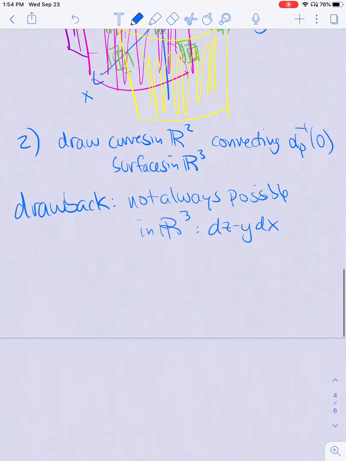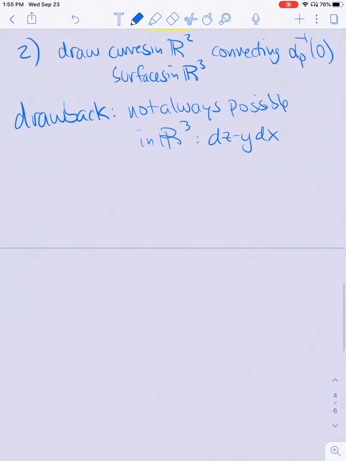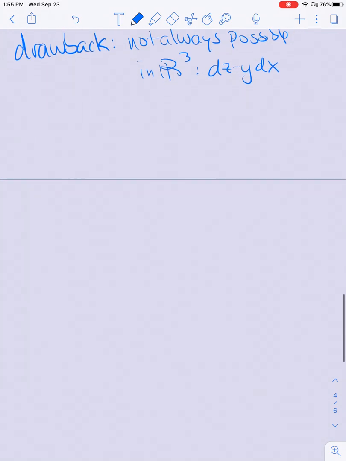So now we're going to talk about visualizing 2 forms and 3 forms. Both methods, visualizing 2 forms on R3 and 3 forms on R3, are generalizations of how we visualize 2 forms on R2. So let's discuss that first. 2 forms on R2 are all some function times dx wedge dy, but it's easier to think about them as wedge products of 2 one forms.